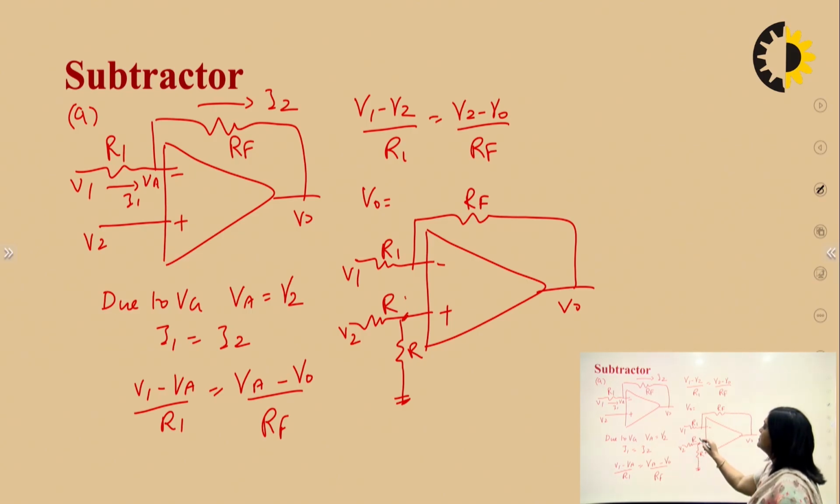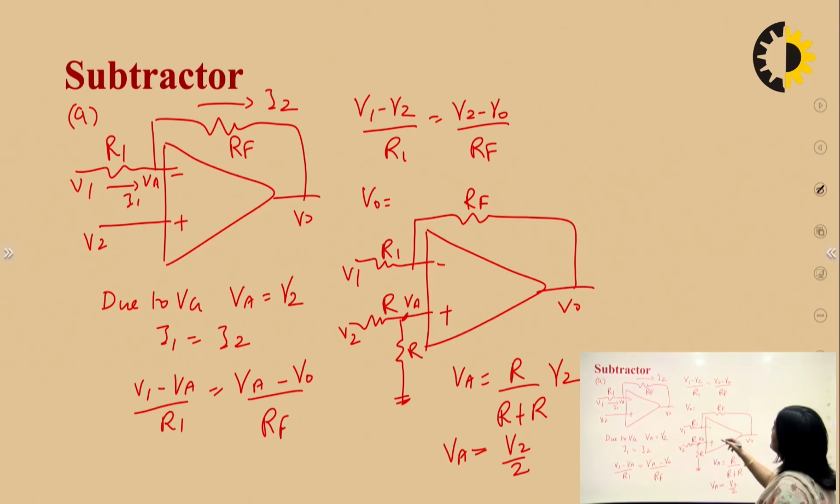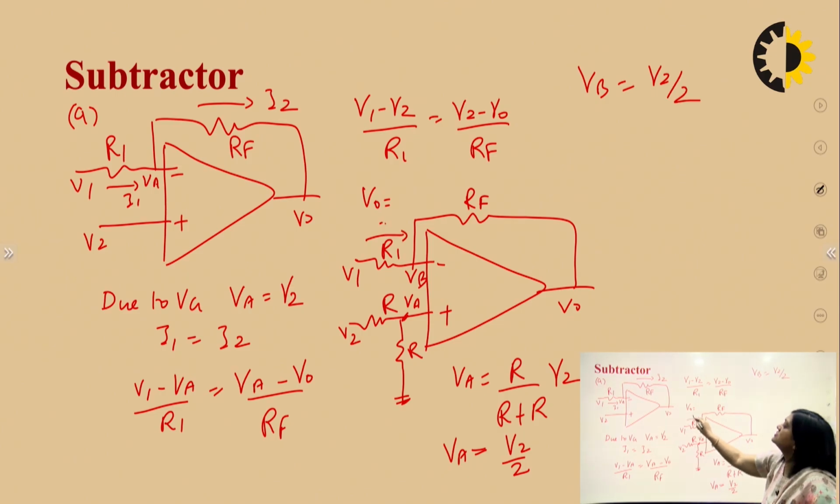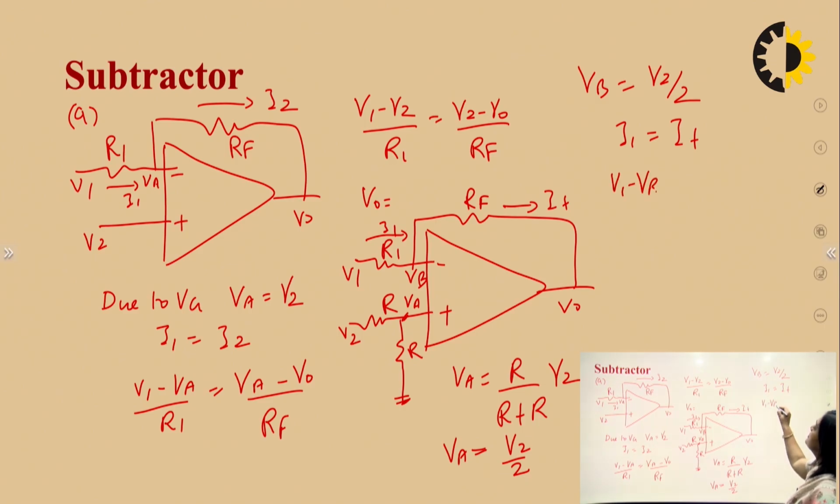Here we can find the value of VA as R upon R plus R multiplied by V2, so V2 by 2. This is our VA and this is our VB, so VB is V2 by 2. Now we can find the currents: this is I1, this is IF. So I1 is equal to IF, and I1 would be V1 minus VB upon R1, and here it is VB minus V0 upon RF.